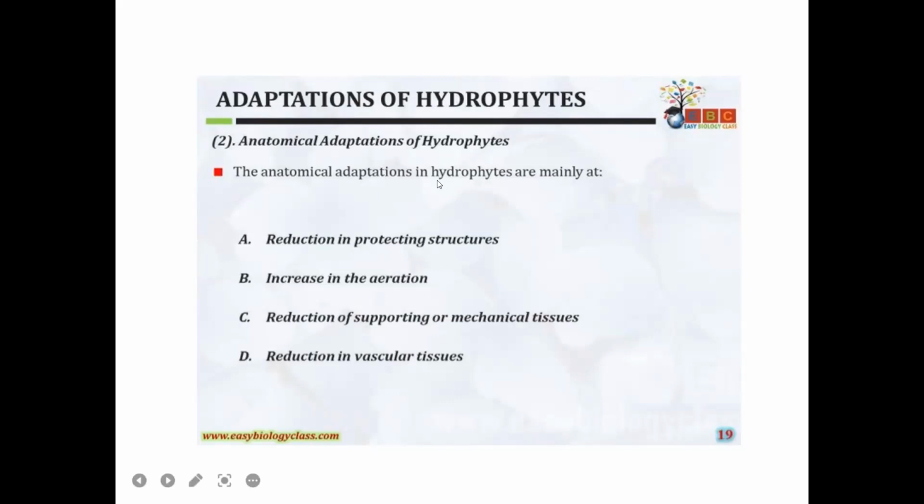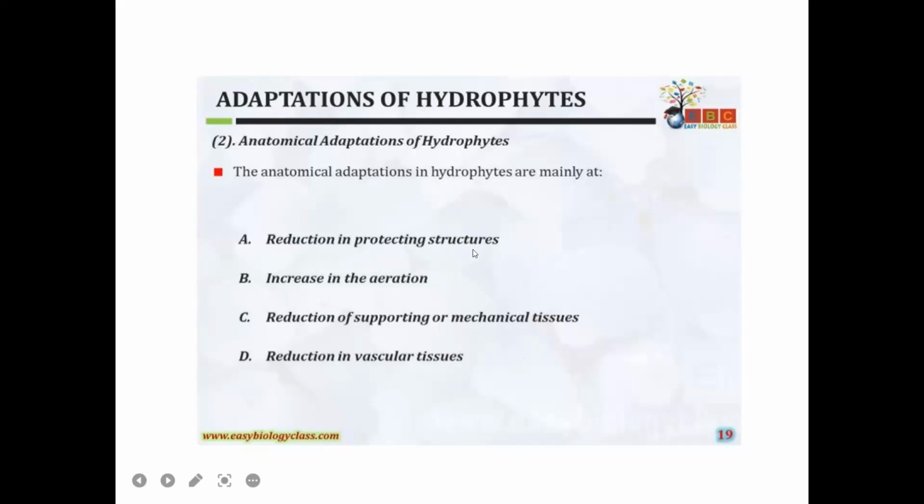The anatomical adaptations in hydrophytes are as follows. When we study the internal structure, for example a TS of stem or roots, generally the stem contains an outer epidermis, followed by cortex and vascular bundles. The epidermis is also covered with cuticle. But in hydrophytes, there is reduction in the protecting structures, increase in the aeration, reduction of supporting or mechanical tissue, and reduction in vascular tissue.